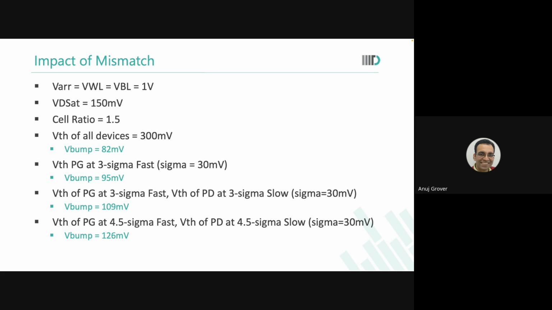Now, can it happen that pass gate is 4.5 sigma slower instead of faster? Can it happen like that? Yes. In some particular cell, that can be the case. And in that particular cell, can it also happen that pull down is also 4.5 sigma faster than the nominal? Yes. So that is also one case. But that is not the worst case for my SNM. That's the worst case for my writability.